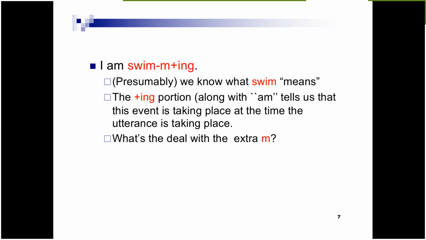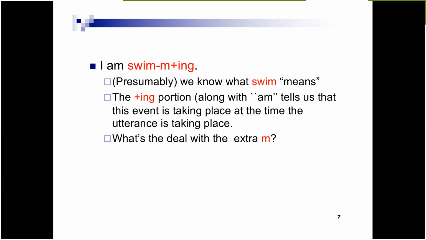So beyond the root swim, you need these other parts of the word to give you the information that you need. The ing at the end means that it's a continuous present time. So the person saying "I'm swimming" is saying it right now. At the time they speak this sentence, they are doing the activity of swimming. So that's what the ing at the end does.